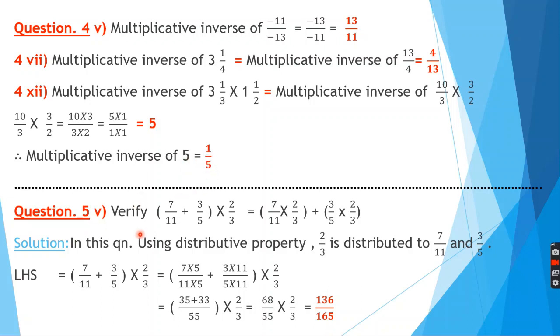Again, one more verification question. Now here also the verification by using the distributive property. In the case of distributive property also, first we have to solve the LHS and then the RHS. LHS is 7 by 11 plus 3 by 5 into 2 by 3. First you solve the bracket by taking the LCMs, then multiply by 2 by 3. When you solve the bracket, we are getting it as 68 by 55 into 2 by 3. When you multiply, we are getting it as 136 by 165.